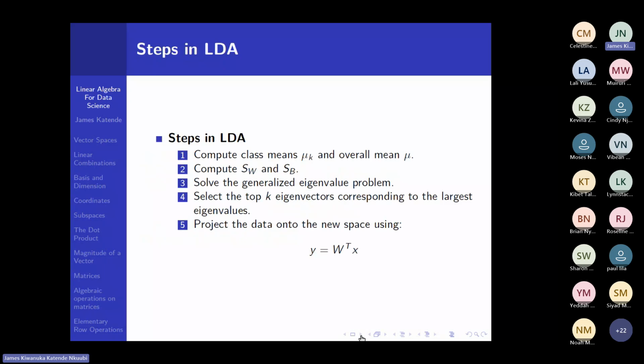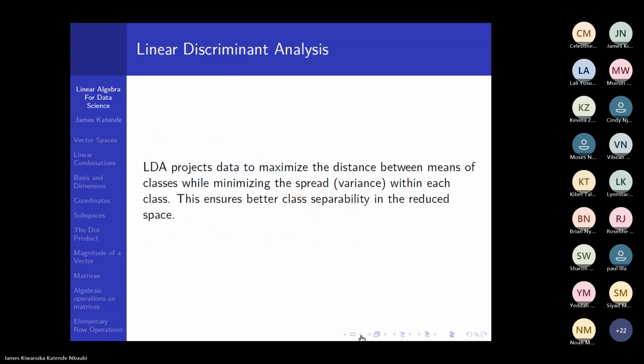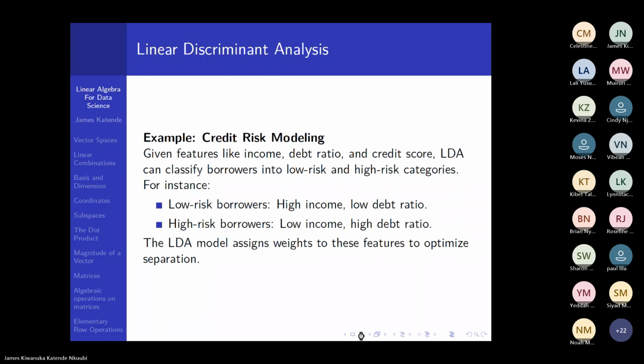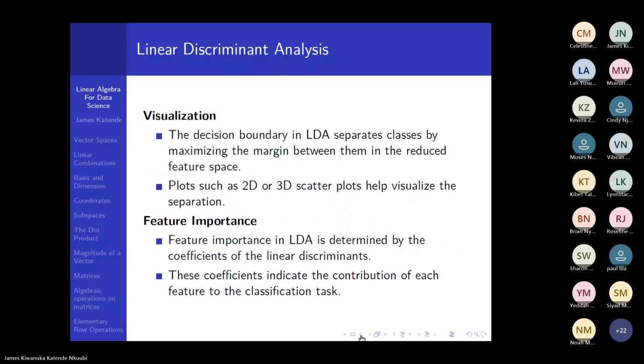The other things it does as well: it can pull out the feature importance. The coefficients of the linear discriminants can also give you the feature importance, but I will not focus so much on this. We can also plot them in 2 dimensions so that we visualize the separation.